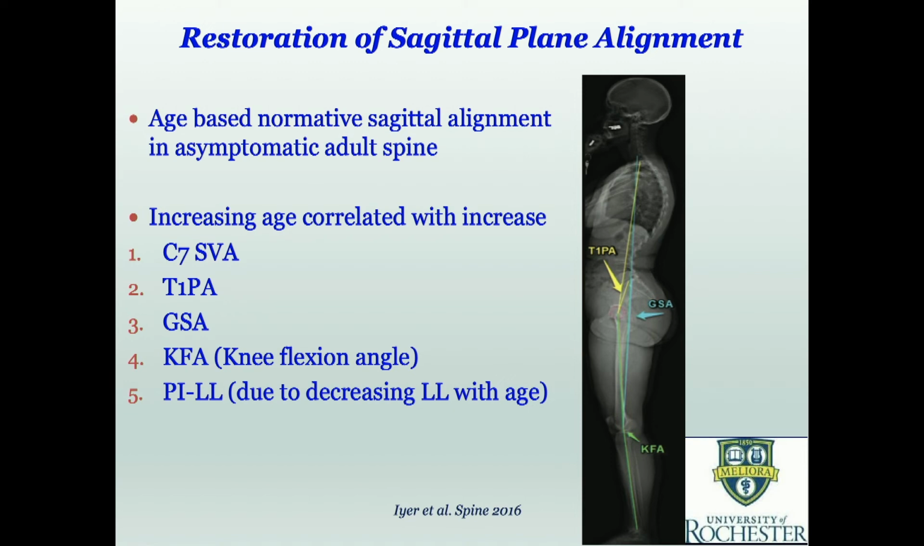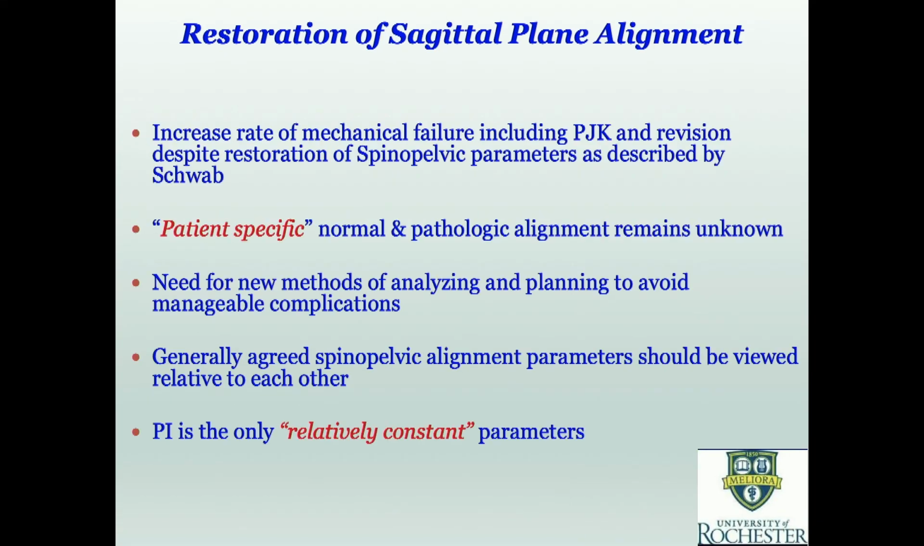Dr. Lanke and his group reported on age-based normative sagittal alignment in asymptomatic adult patients. Based on that study, they reported increase in age correlated with increased C7 SVA, T1 pelvic angle, global sagittal alignment, knee flexion angle, and PI minus LL, due to decrease in lumbar lordosis with age. So we know as patients get older, these factors change, but most of the time when we're doing our preoperative planning for these patients, we don't necessarily take into account that a 75-year-old lady doesn't necessarily need to be standing upright. Maybe we'll leave them with a little bit of a positive sagittal angle to reduce the risk for PJK.